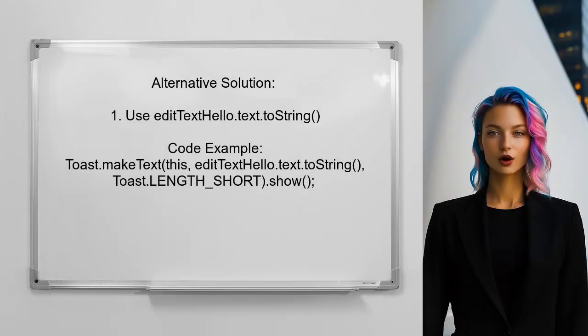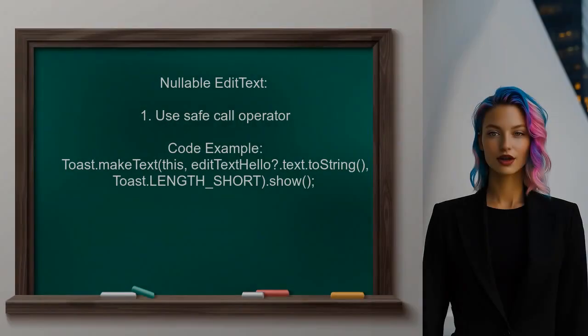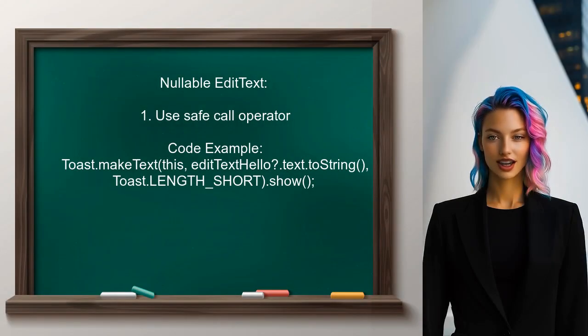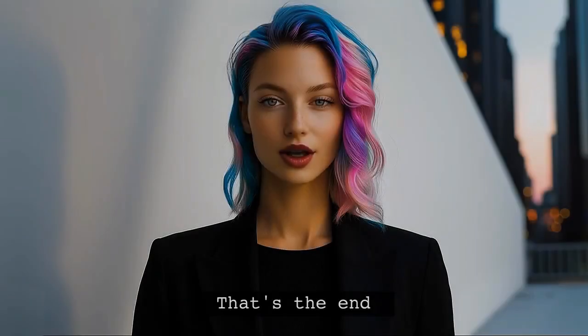An alternative solution provided by another user suggests using the text property of the EditText to retrieve the input. Instead of converting the EditText object to a string, you should access its text directly. If you make the EditText nullable, you can safely access its text using the safe call operator. This prevents potential null pointer exceptions. That's the end of that answer.